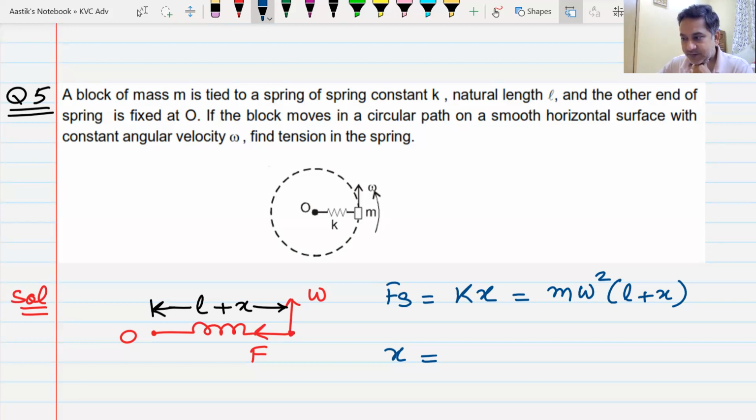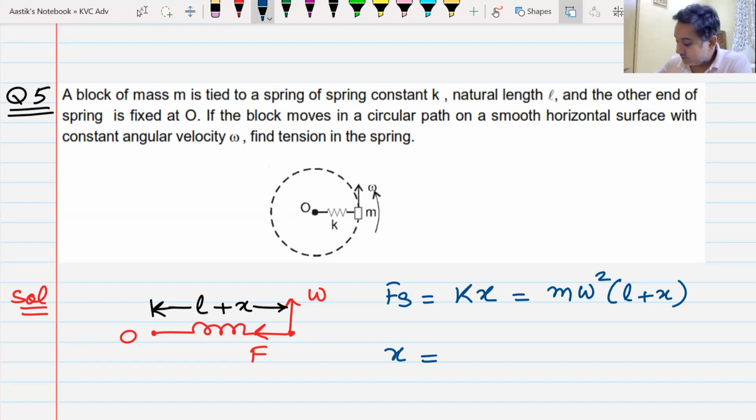Do we understand what has happened here? When it was a thread, there was no problem. It becomes taut as soon as you start moving the block. But when it is a spring, it has to extend. If it contracts, it will push it outwards. If it pushes it outwards, it will not move in the circular path. To pull it in the circular path, it must pull inwards. Do we understand this? Therefore, the spring has to extend. Yes, sir.